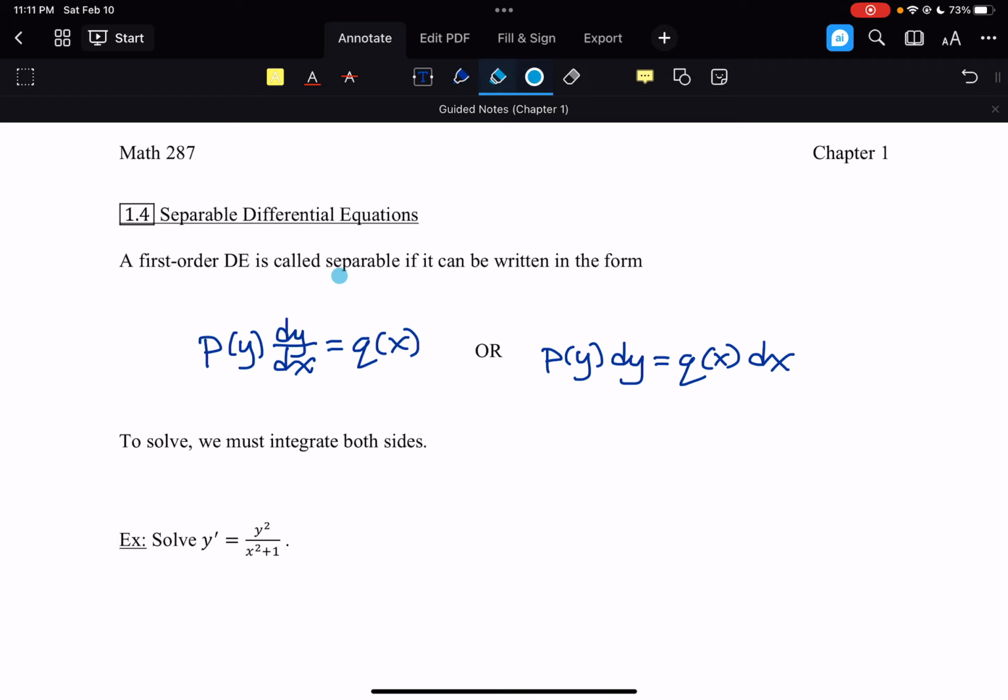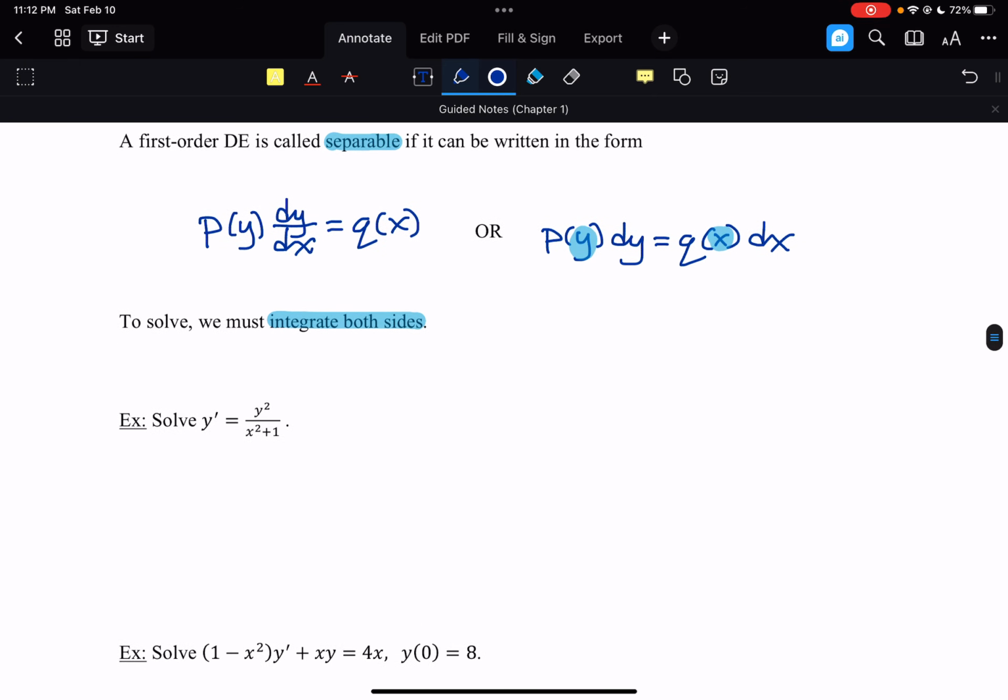So a separable differential equation essentially means just what it says. You can separate off the x's from the y's. You can separate the variables across the equality. Once we have the differential equation in this form, with all of one variable on one side and all of the other on the other side, to solve this we must integrate both sides. Integrate both sides of the differential equation, and then we will have our solution. So let's take a look at some examples.